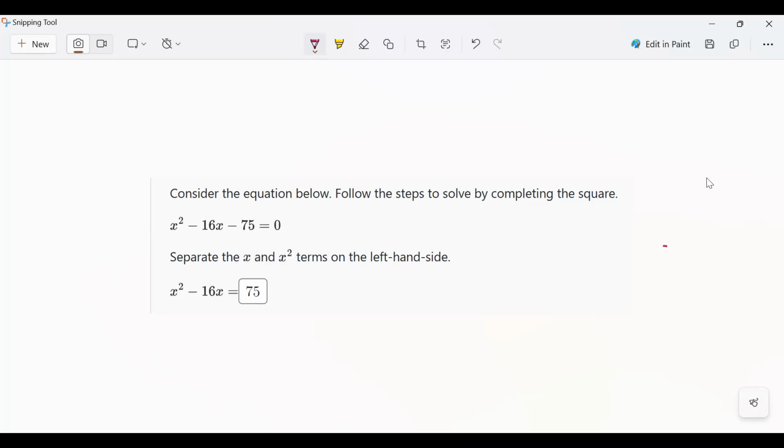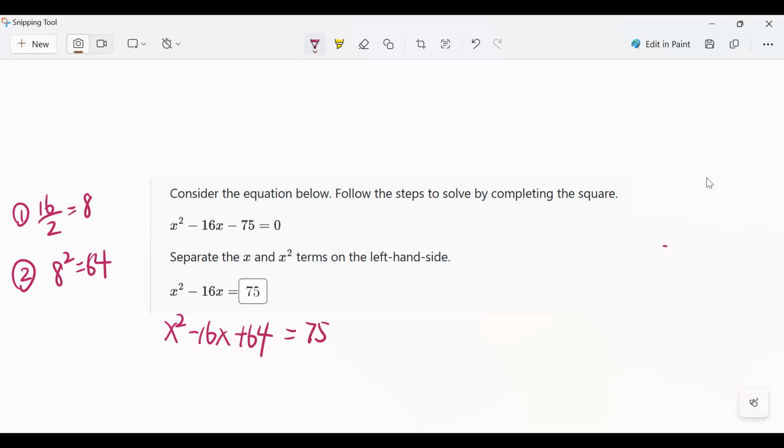Now let's finish the problem really quickly. So step one, you take the 16, divide by 2, you get 8. Second step is to square that, you get 64. So on the left, we're going to get x squared minus 16x, adding 64, right? You can also do the same thing on the right. Because we add 64 on the left, you add 64 here as well. Then we keep the balance, right? We're adding the same number on both sides of the equation. That works. And now this is a perfect square, x minus 8 squared. On the right, when you sum up those two, you get 139.